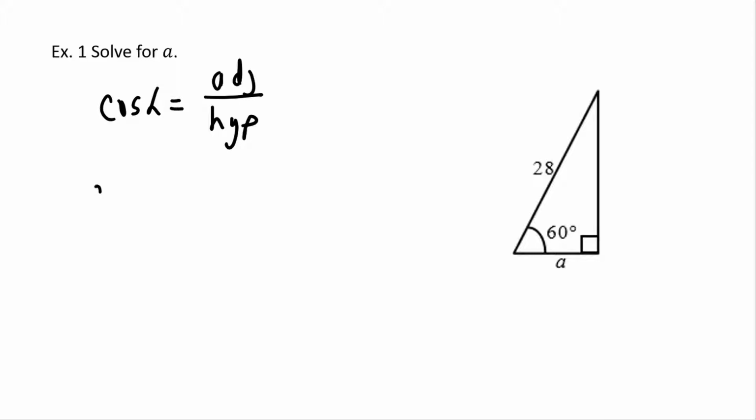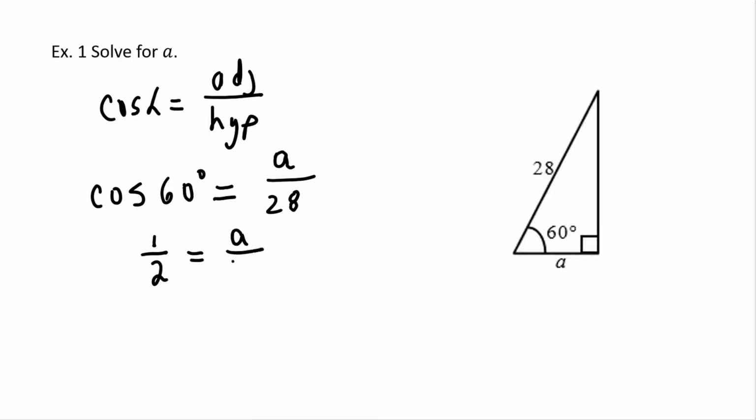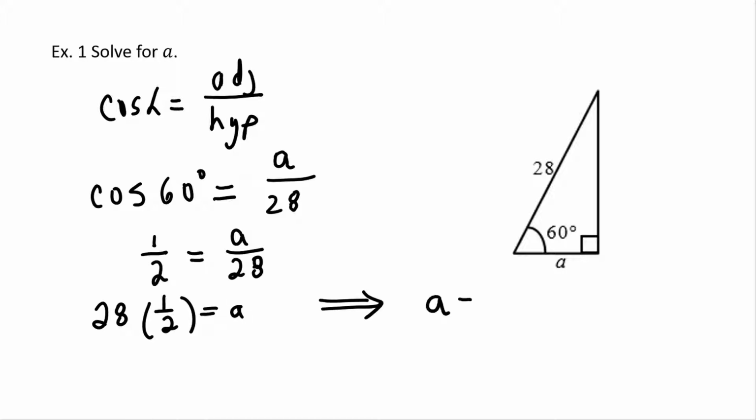Continuing, we'll put in values. We'll say that cosine of, and in this triangle, the alpha is 60 degrees, and the adjacent is the letter A, the length we're looking for, and the hypotenuse is 28. We know that cosine of 60 degrees is 1/2, and that's equal to A over 28. Solving for the length A, 28 times 1/2 equals A, so we find out that the length of A is 14 units.